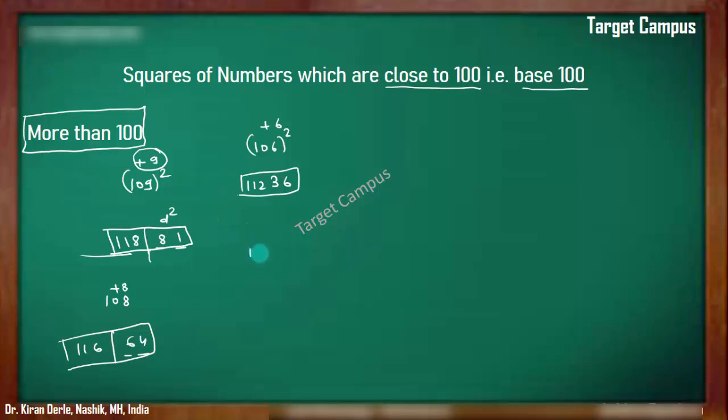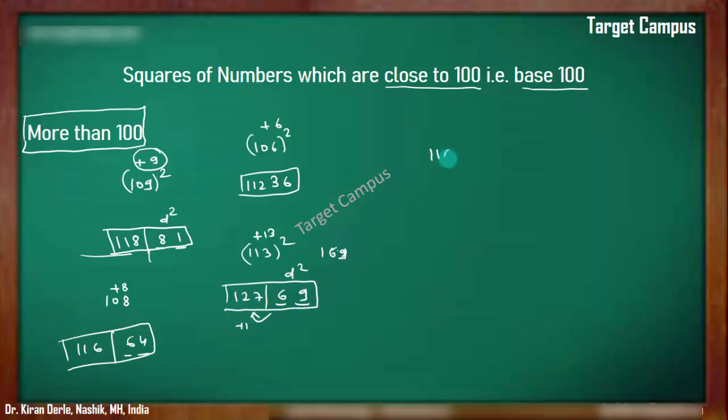Say for example, now if 113 square is asked, what is this? Plus 13. This part will be the difference square but will contain only two digits, and we know the square of 13 is 169. So we'll write only 69 here, and 1 will be carried. 113 plus 13 is 126, plus 1, 127. This is the square, 12769. I hope you are getting this point.